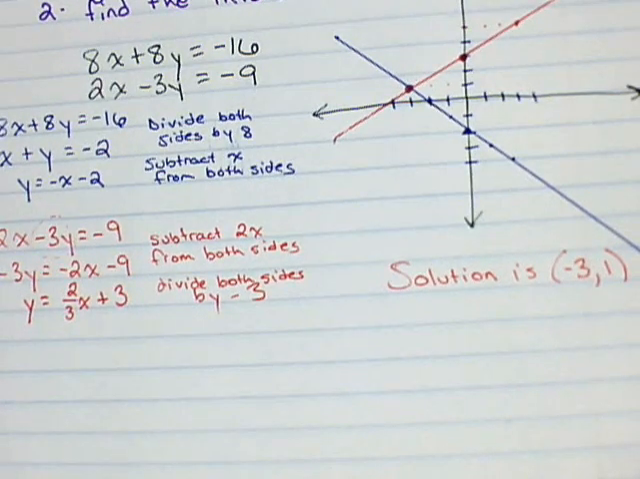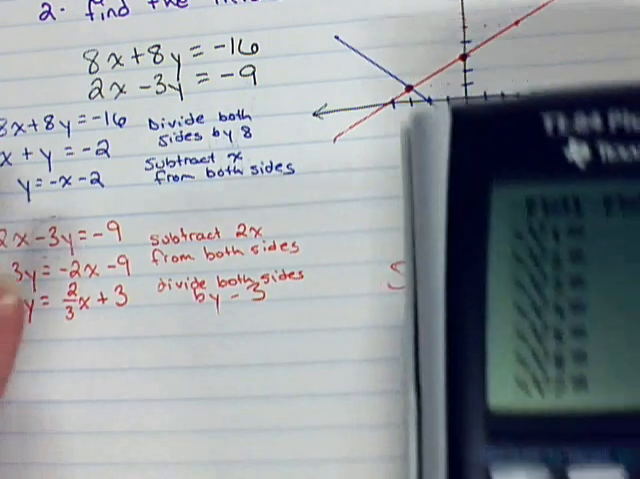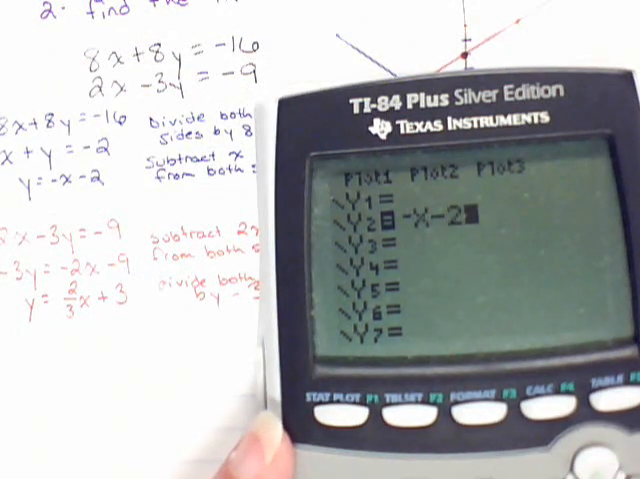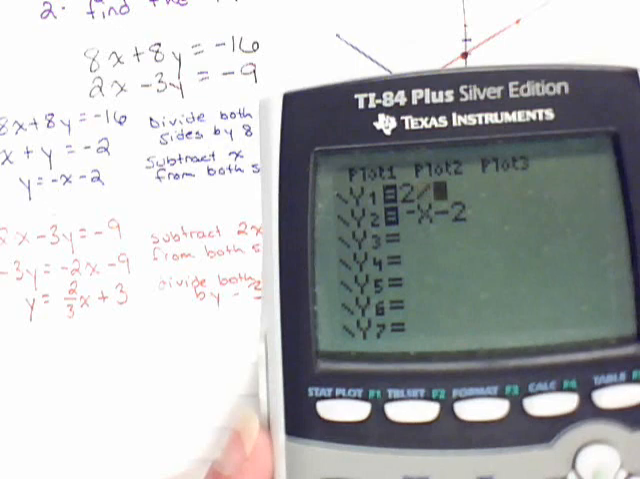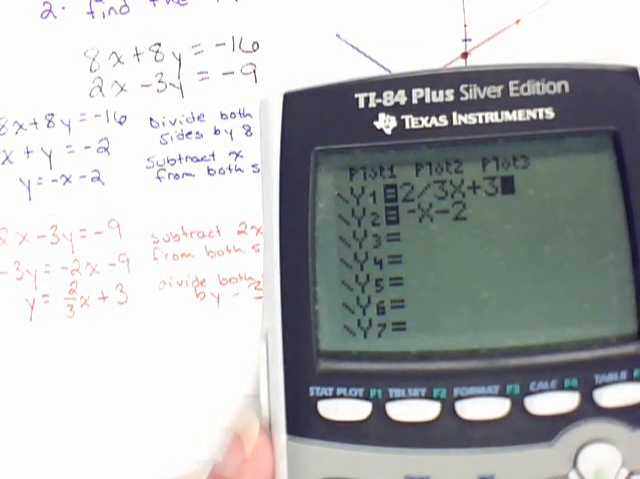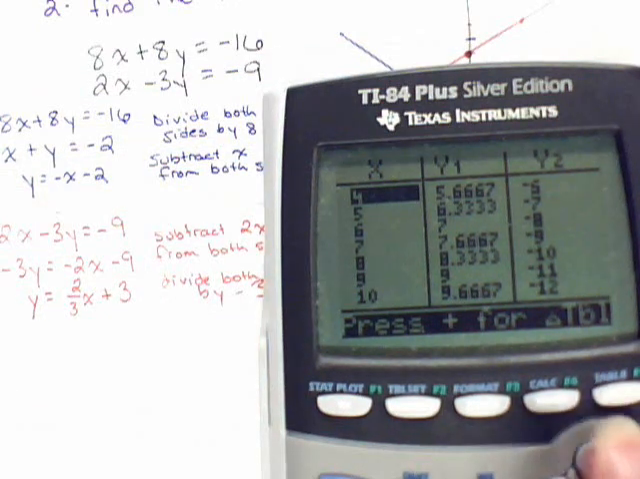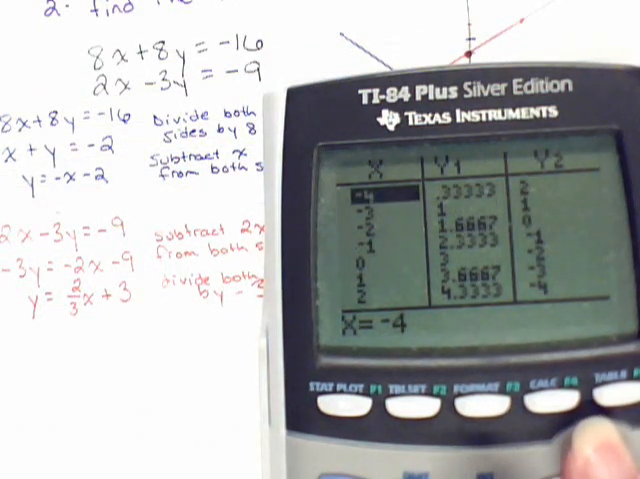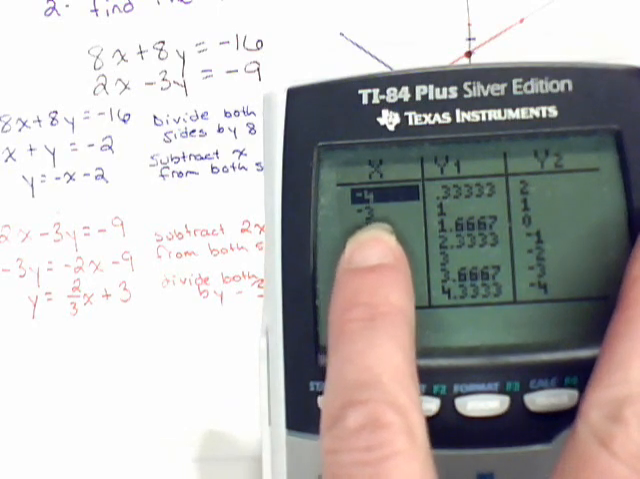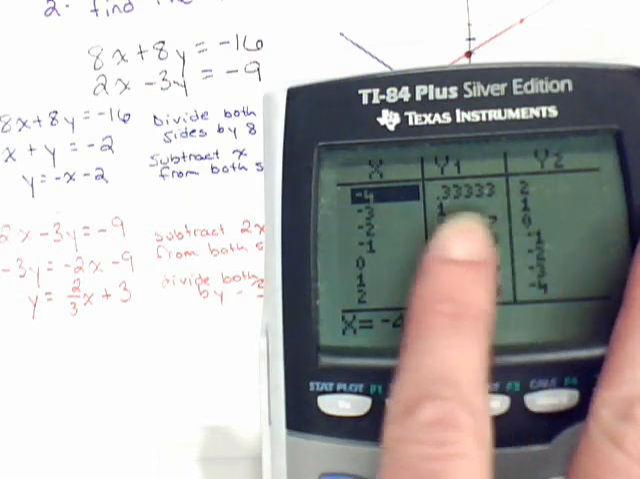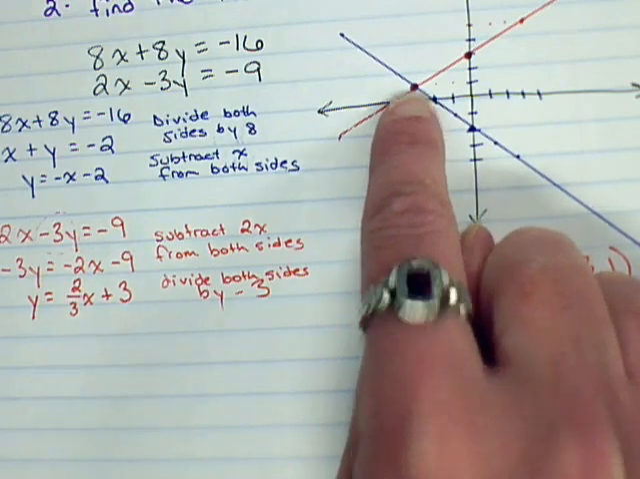Now, I could also verify that. One way is to look at a table. So, I guess that's another way you can actually solve it. If I had a calculator, and I put both of those equations in, negative x minus 2 and 2/3 x plus 3, and I looked at the table, you'll see the x values and the corresponding y values for each of those lines. Let's see what happens when we get to negative 3. If you look here, when x is negative 3, both equations have an output of 1. It works.